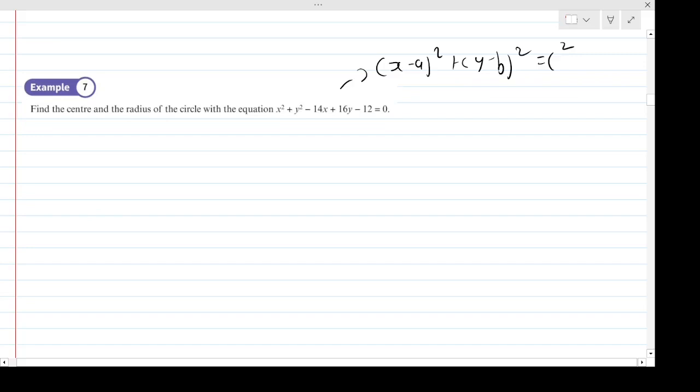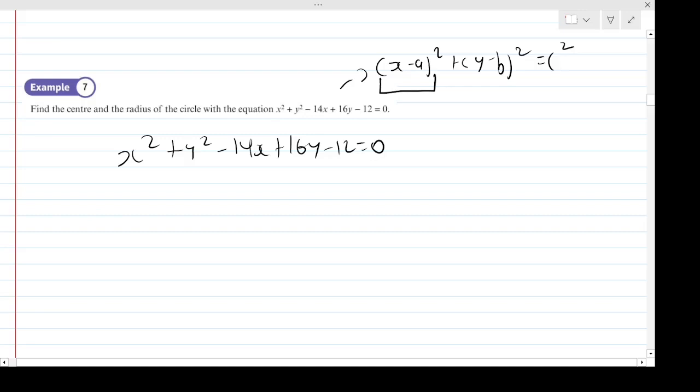And how you do that is, if I rewrite what we're given, x squared plus y squared minus 14x plus 16y minus 12 equals 0. Okay, how do we get there? Well, take this x minus a squared. Does that not look a bit familiar to completing the square that we did in the quadratics? I think it does.